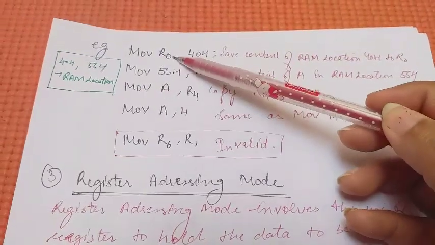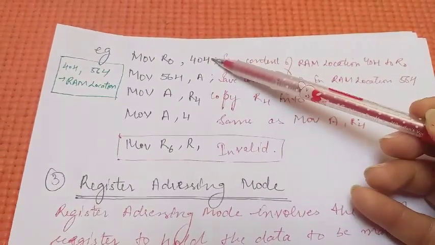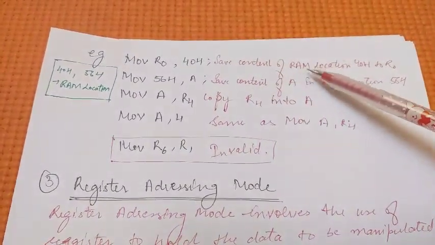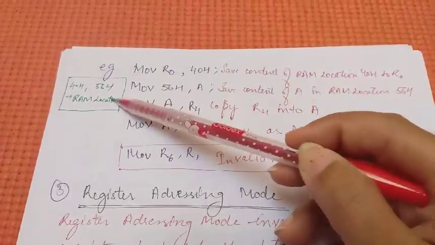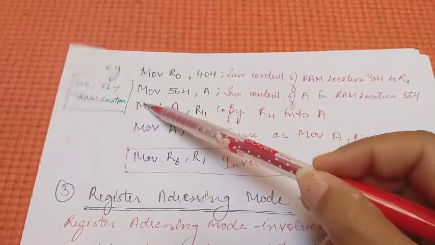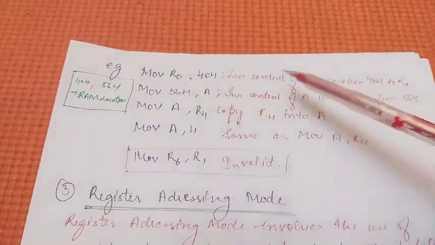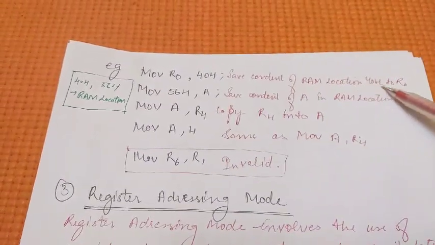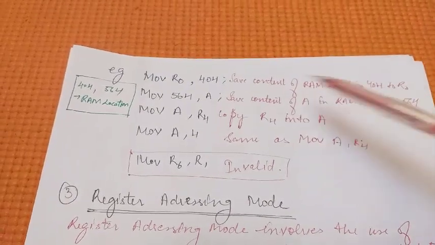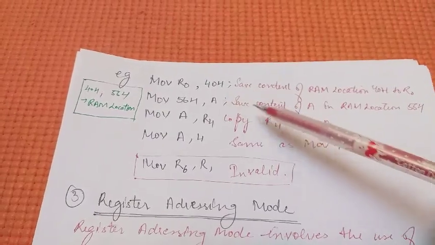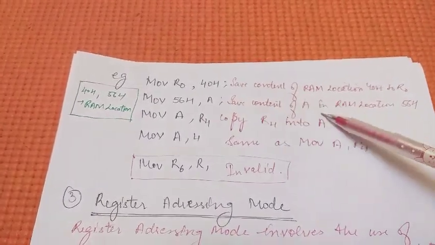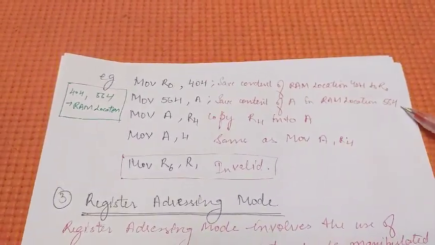MOV R0, 40H. Save the content of RAM location 40H into R0. We basically denote this as a RAM location. 40H and 56H, these are the RAM locations. Then MOV 56H, A. Save the content of accumulator in RAM location 56H.